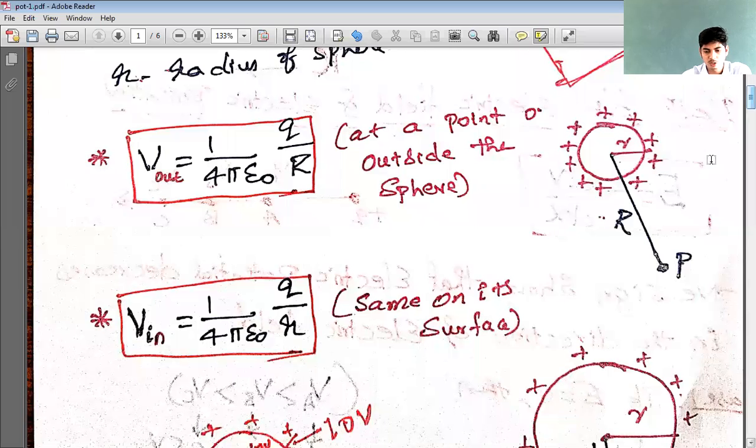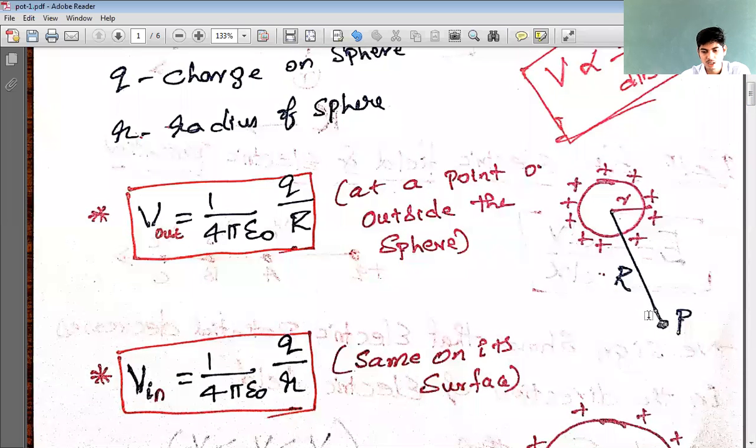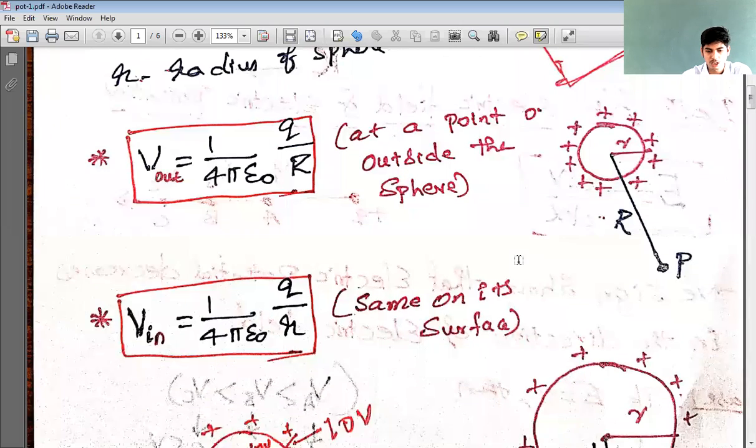as the point goes outside the shell, electric potential varies inversely as the distance of the point. V is inversely proportional to capital R. ಹಾಗಾದ್ರೆ as one moves away from the shell, electric potential has to decrease.